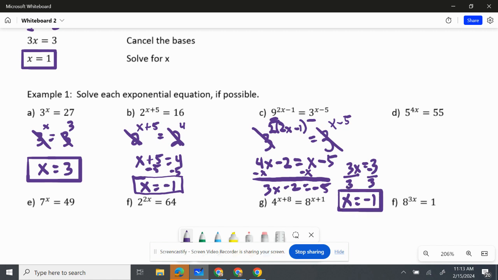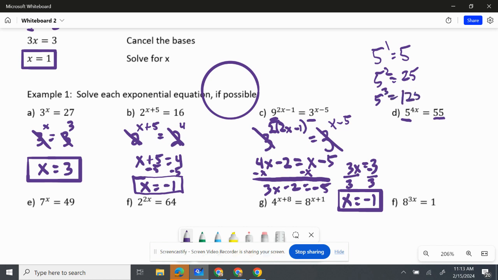Now, not all the problems are possible. Sometimes we can't get a number that has a common base, like 5 and 55. They both have a 5, but we know that 5 to the 1 is 5, and 5 squared is 25, and 5 cubed is 125. So there's not a whole number that goes into 55. Now, next unit, we're going to learn about logarithms, and we'll be able to solve these problems. But for right now, we're going to say not possible.